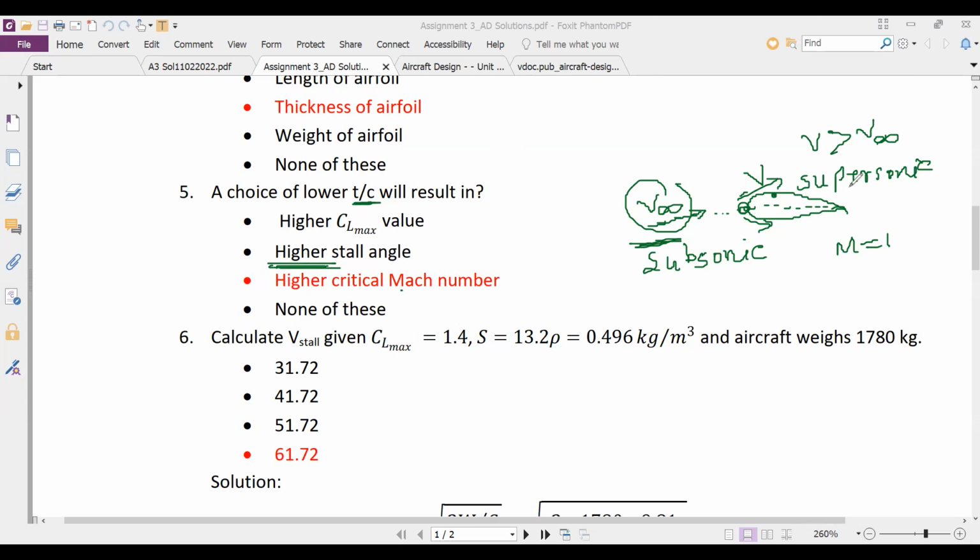Sir, this is so because as the thickness increases, the velocity of the wind flowing over the wings will easily reach the critical Mach number due to its thickness. But as the airfoil gets thinner, the critical Mach number will start to be delayed, due to the thinness of the airfoil and lower drag. So because of this, it will have a higher critical Mach number.